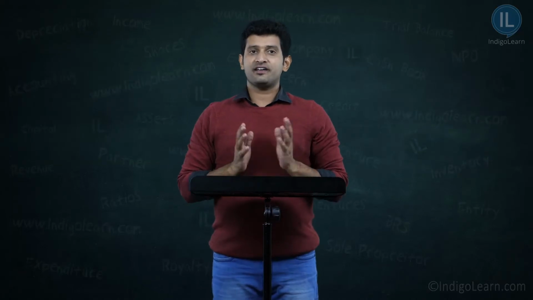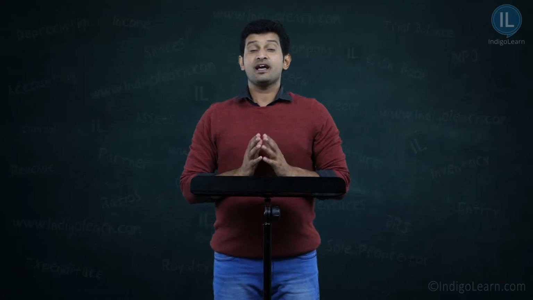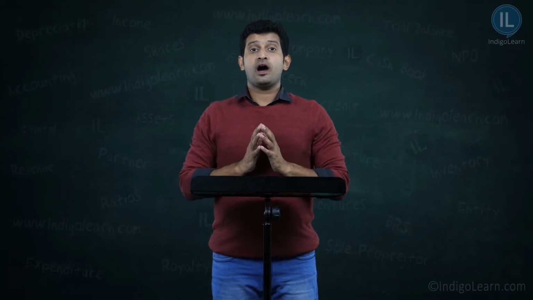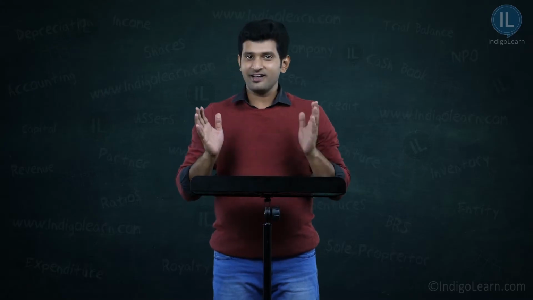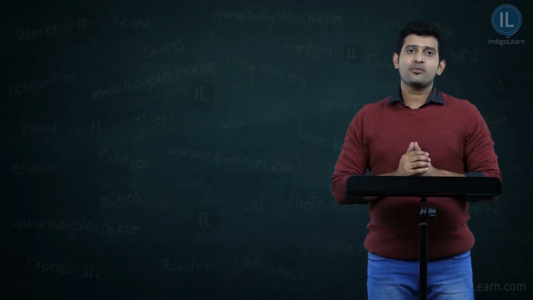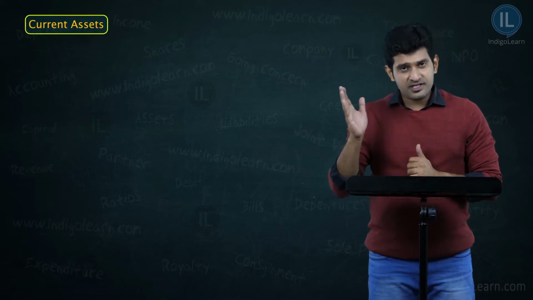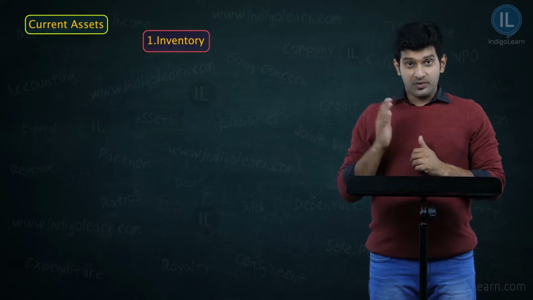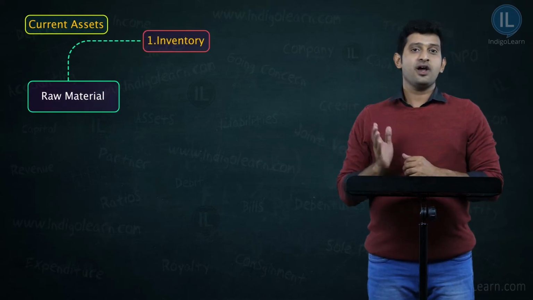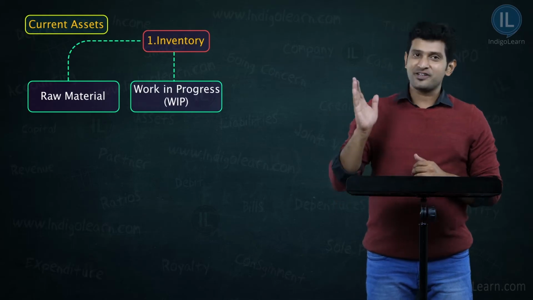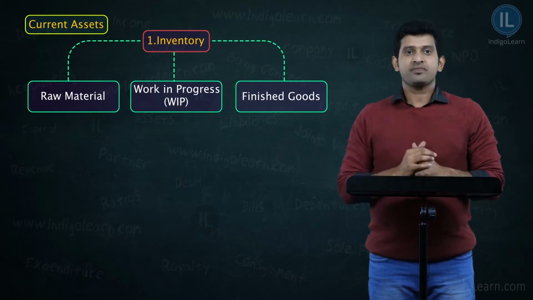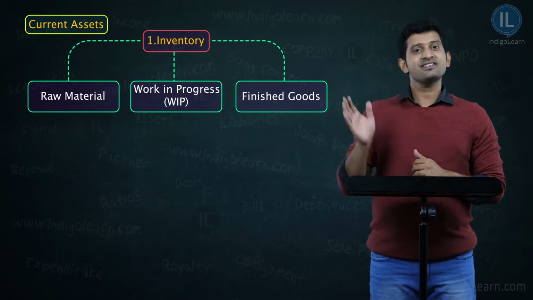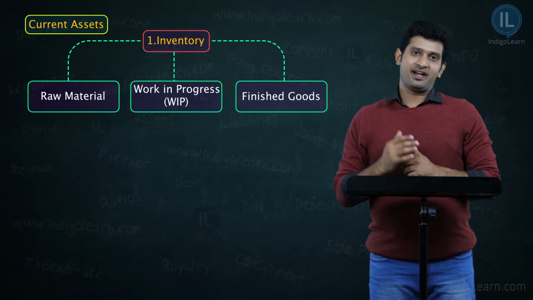Now that we have seen the definition of current assets and current liabilities, let us see what are the items which are categorized as current assets and current liabilities. Firstly, talking about current assets, the first item we can say is inventory. Inventory can be in the form of raw material, work in progress, as well as finished goods, finished stock. Therefore, all these three will be categorized as inventory under the head of current assets.